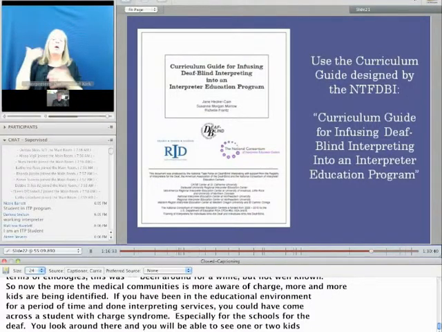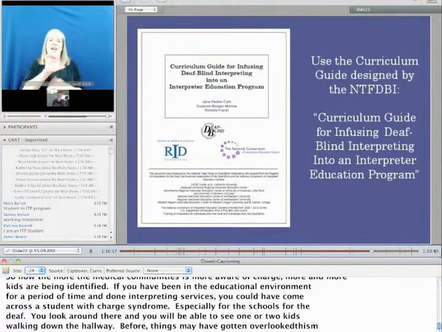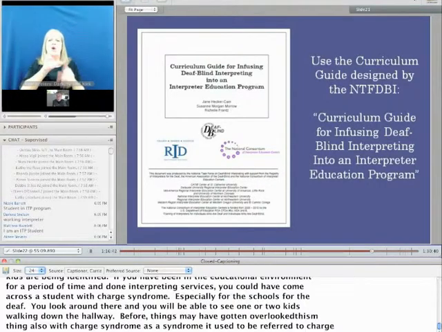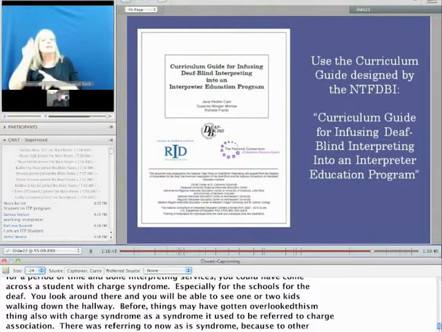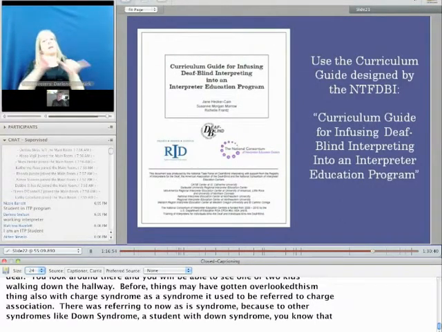But the thing is that we're also referring to CHARGE syndrome as a syndrome. It used to be referred to as CHARGE association. They're referring to it now as a syndrome because, similarly to other syndromes like Down syndrome, if you see a student who has Down syndrome, you know that based on the physical characteristics. And this is also very similar to those who have CHARGE syndrome. There are similar characteristics that you can identify.